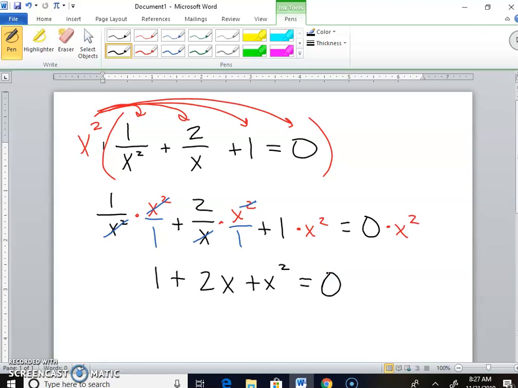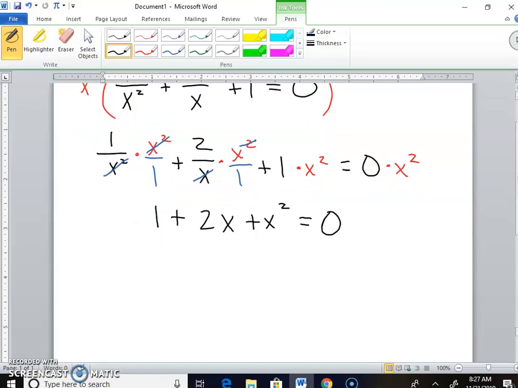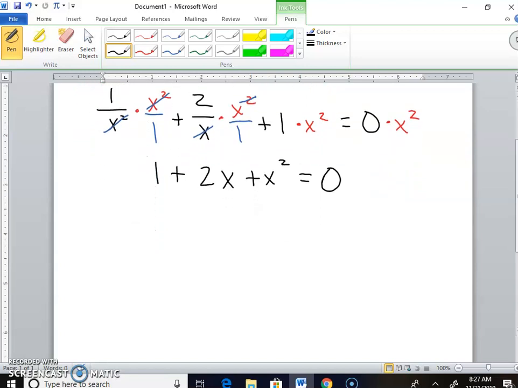Anything times 0 just gives us 0. Okay? So, I've gotten rid of the fraction. Now, I have an x squared and an x. If you have an x squared and an x, you're going to have to factor to solve these problems. So I'm going to put this in standard form, which essentially I'm just going to reorder it. So it's x squared plus 2x plus 1 equals 0.